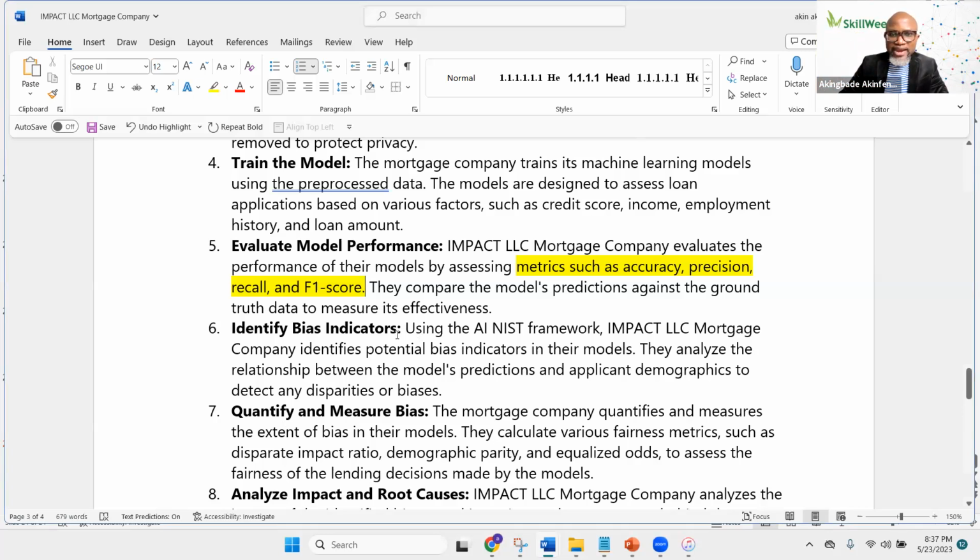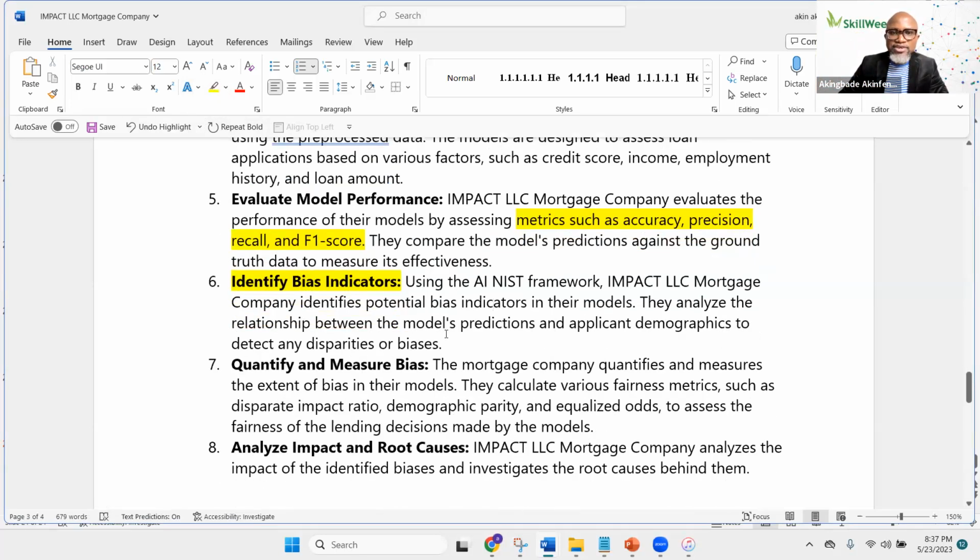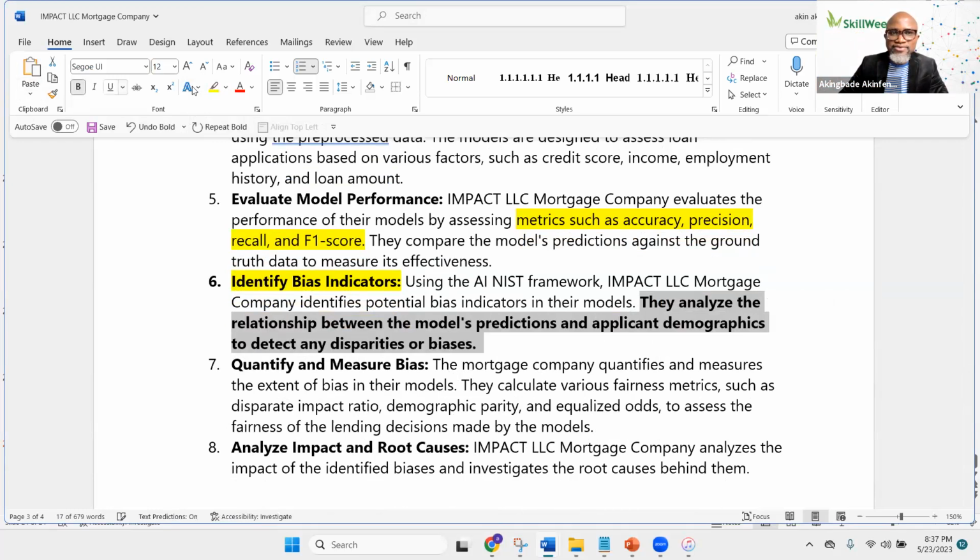This is a big one for us. Identify bias indicator. So if you go in as an assessor, this is a good one. They analyze the relationship between the model's prediction and applicants' demography to detect any disparity or biases. This is great stuff. So I'm looking at the model prediction and the applicant demography, and I say, wait a minute, what's going on here? There's a pattern. People that have the best interest rate are in certain demography versus another demography. There's a pattern of disparity here. I need to know why. So immediately I know there's potential bias indicators or a bias confirmation really at the end of the day. So that's a big deal for me. I'm going to say, okay, this is potentially a bias.